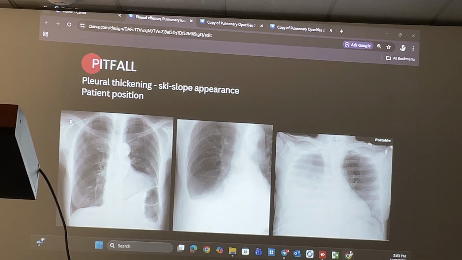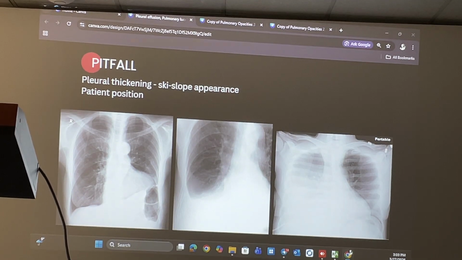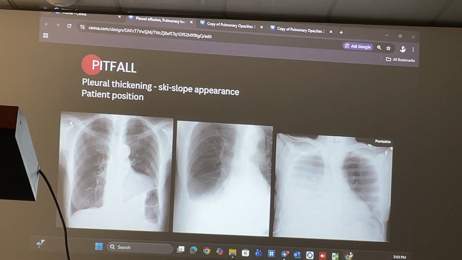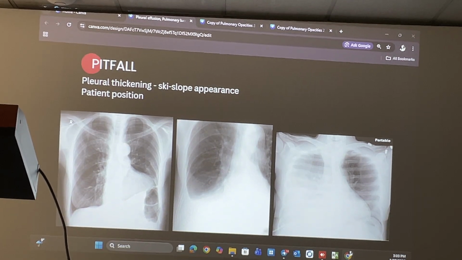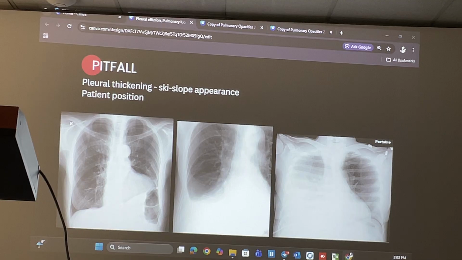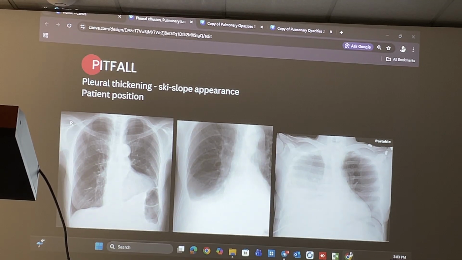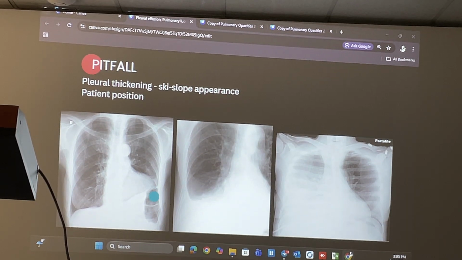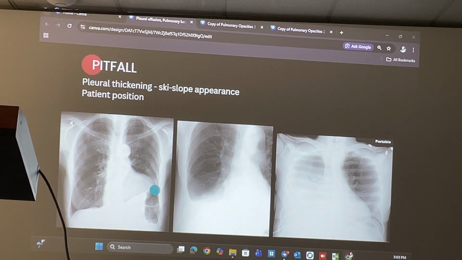Pleural thickening caused by fibrosis can also produce blunting of the costophrenic angle. The scarring sometimes produces a characteristic ski slope appearance of blunting, unlike the meniscoid appearance of pleural effusion. And here you can see that ski slope sign.